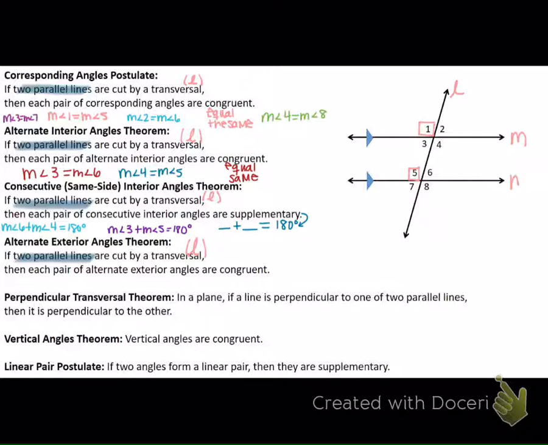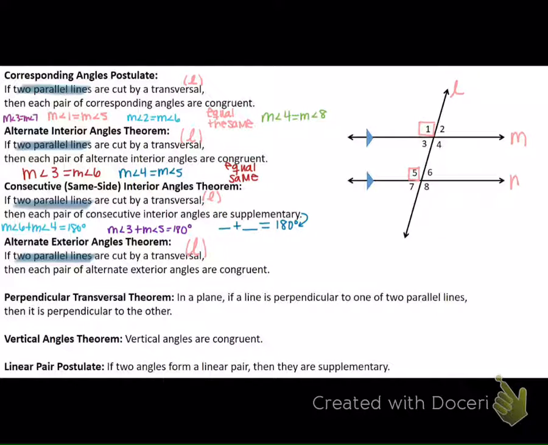Emma, give me a set of alternate exterior angles. What? 8 and 3 is not exterior, though. That's interior. So 8 would be with 1. 8 and 1, right?